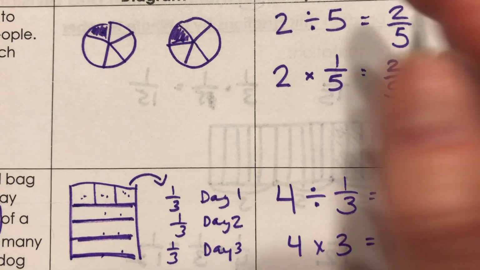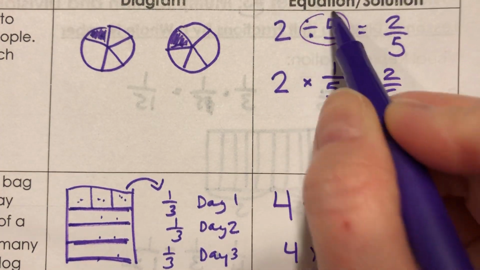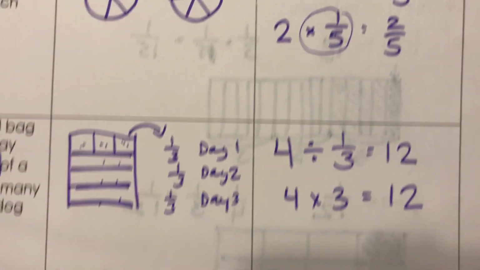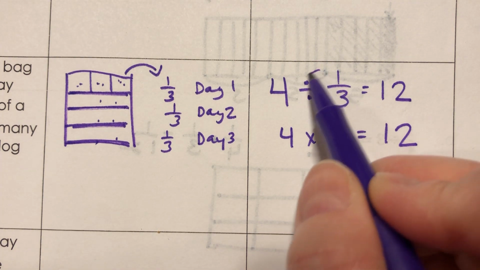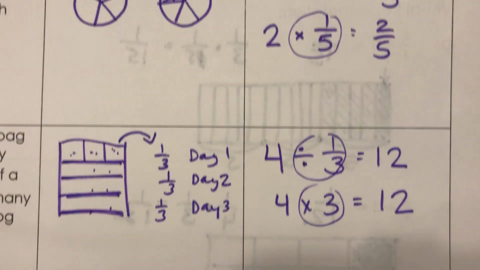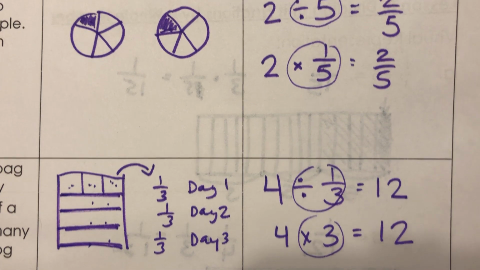So in this equation here, when we were supposed to divide by 5, we saw that we could also multiply by 1/5 and get the same thing. And here, when we were supposed to divide by 1/3, we saw we could multiply by 3 and get the same thing. Hopefully you're going to see some patterns start to emerge here.